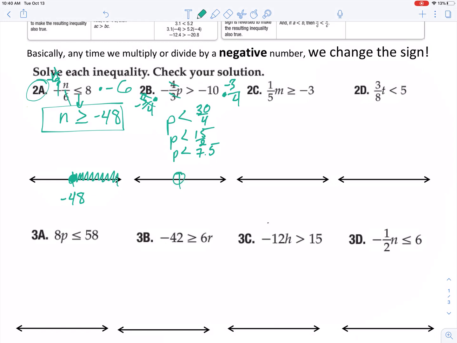Circular dot looks like a circle this time. And numbers smaller than 7.5 would be to the left. And that's pretty much it.